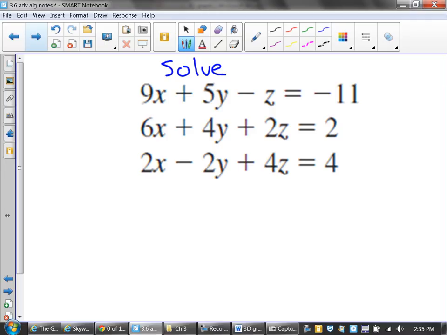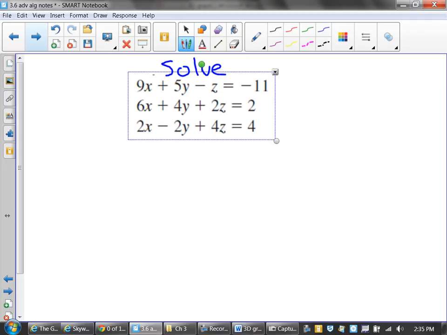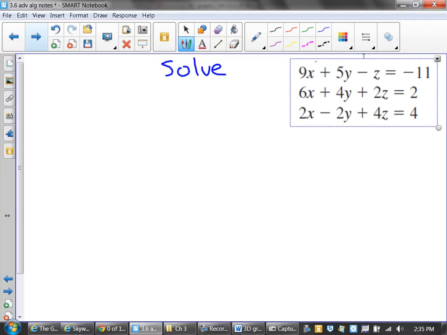Do you guys want to walk through and use the Z again here? Yep. If I want to get rid of Z in the second equation, what do I have to multiply the first equation by? 2.